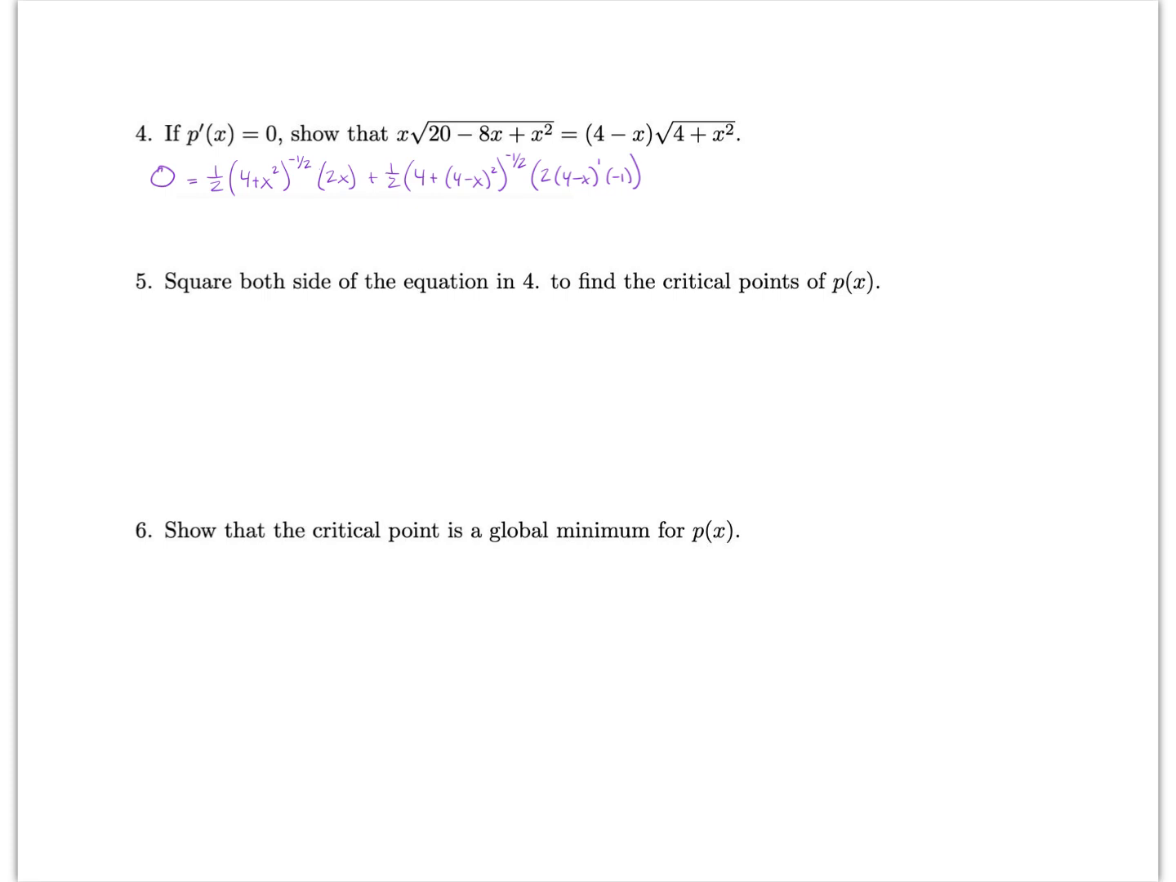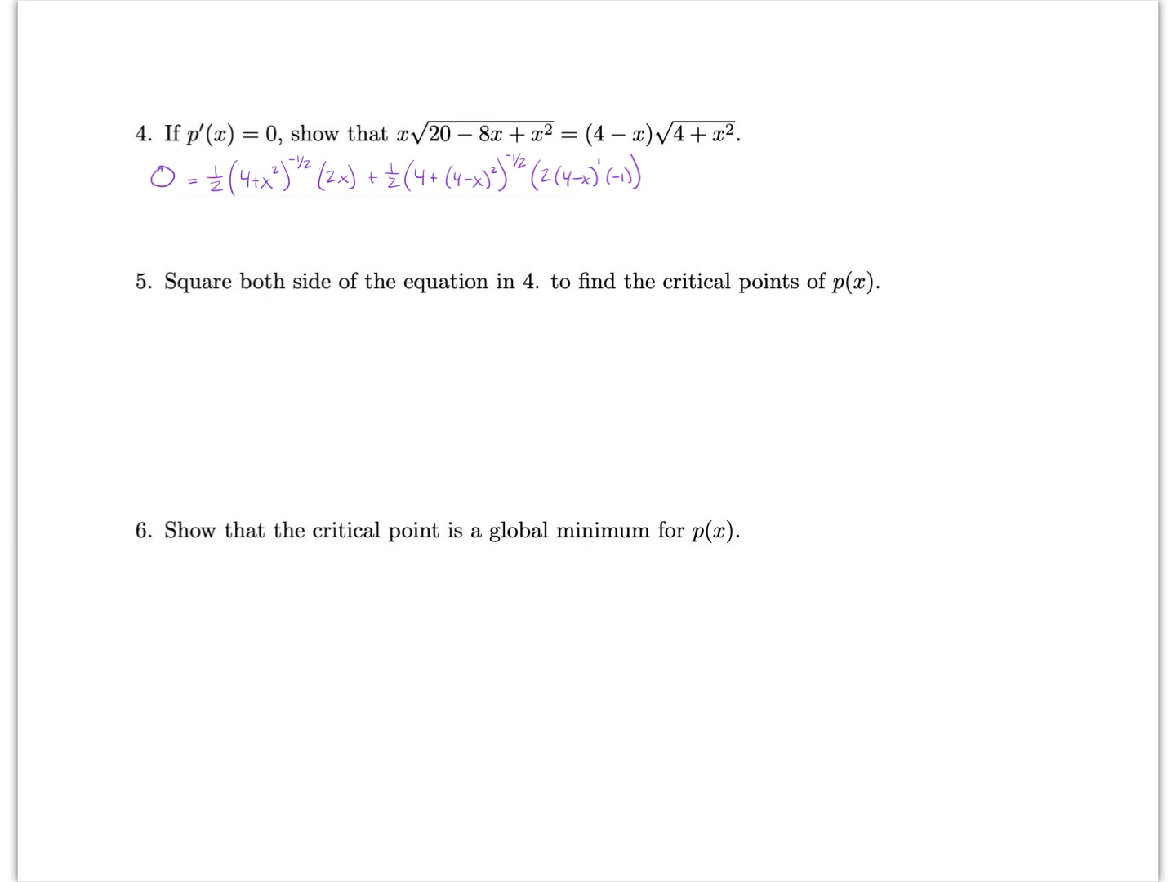Number 4, if P prime of x equals 0, show that x root 20 minus 8x plus x squared equals 4 minus x times radical 4 plus x squared. So I've taken the P prime of x that we just found and set it equal to 0. And now I just need to simplify it a little bit. I just want to simplify this and show that I get this.